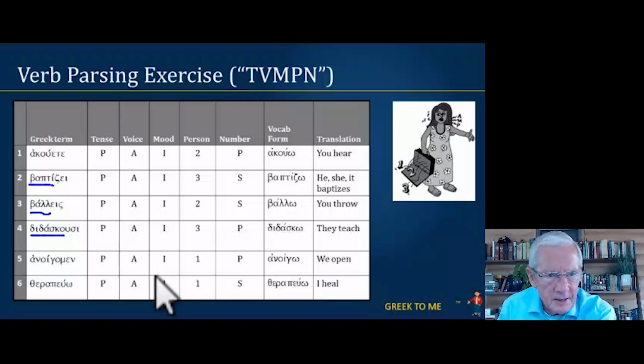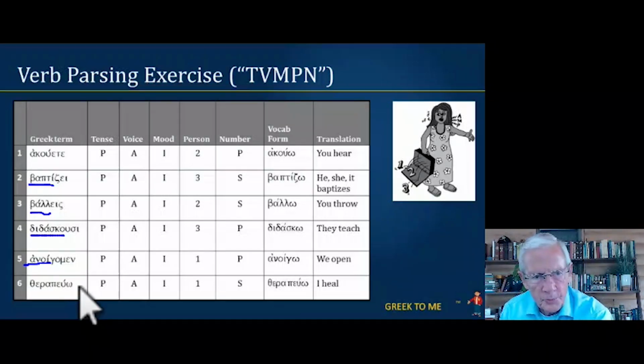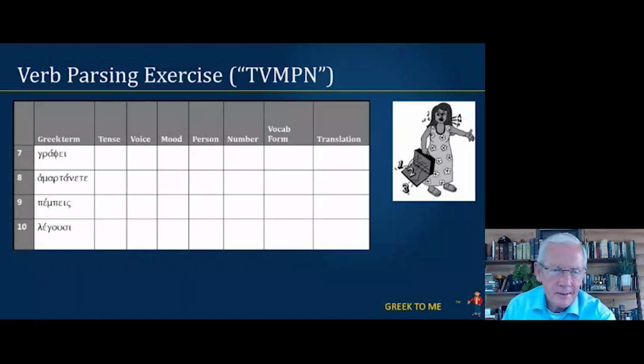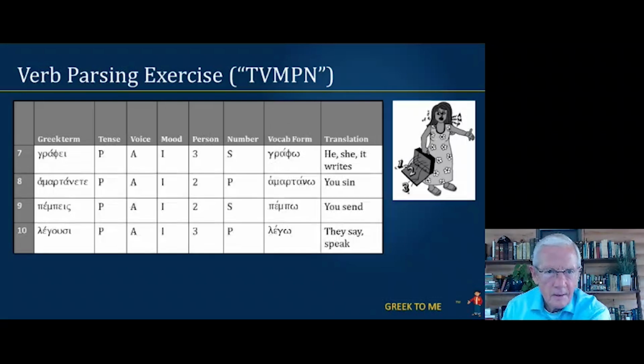Anoigomen, present active indicative, first person plural. Again, anoig is our stem. The translation, we open. And therapeuo, this is just the vocabulary form. Present active indicative, first person singular. I heal. All right, let's do a little bit more. I'm going to hit my pause button and would ask that you do the same. Well, how did you do?